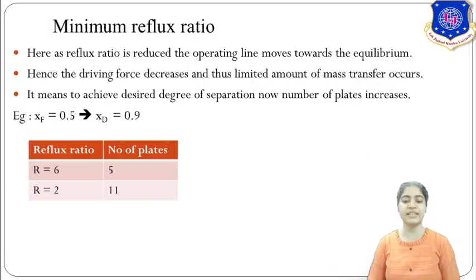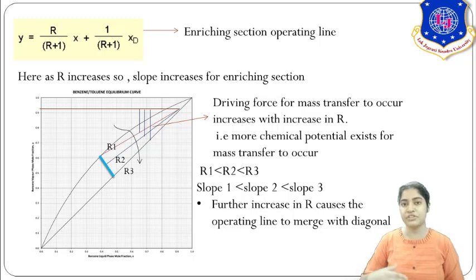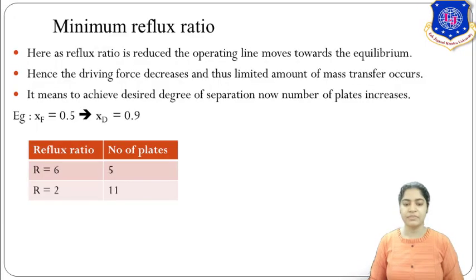The next kind of reflux ratio is minimum reflux ratio. Of course, this is the opposite of total reflux. Here, as the reflux ratio is reduced, your operating line moves towards the equilibrium curve. From the figure you can say that the R1 value shows the minimum reflux condition, because here the operating line has shifted towards your equilibrium curve. Hence the driving force decreases and thus only a limited amount of mass transfer occurs.